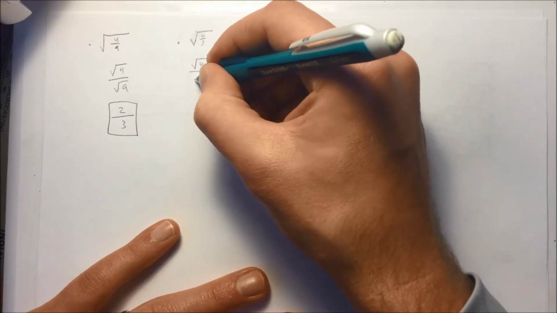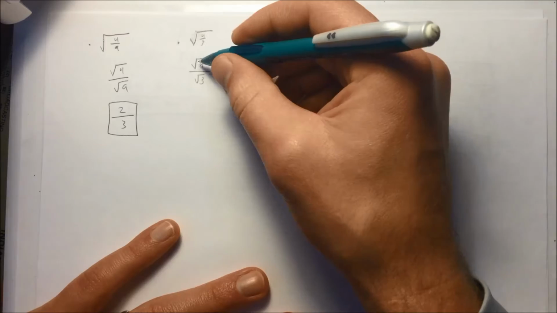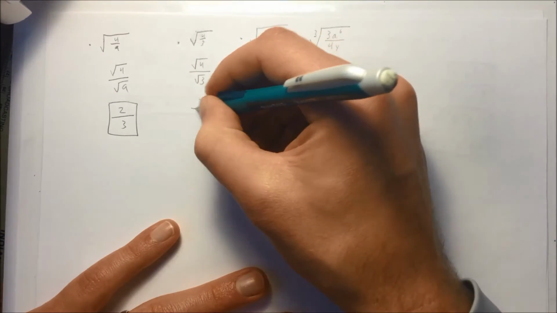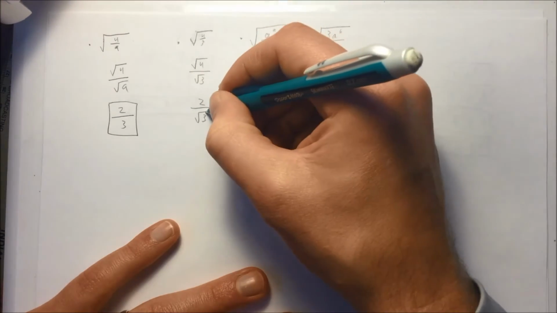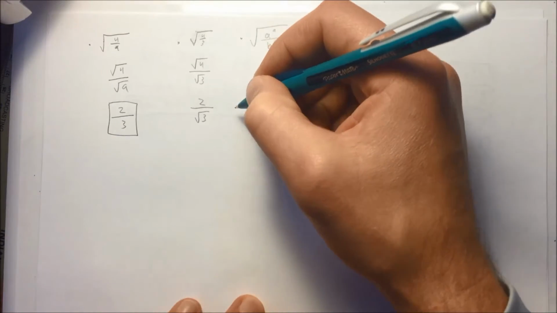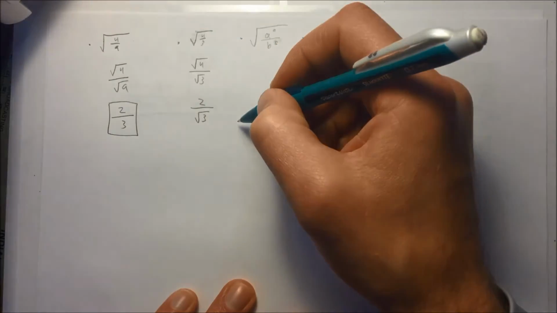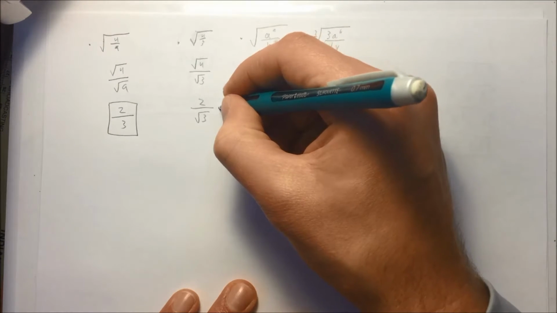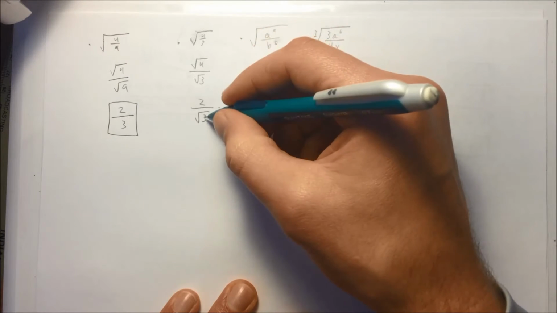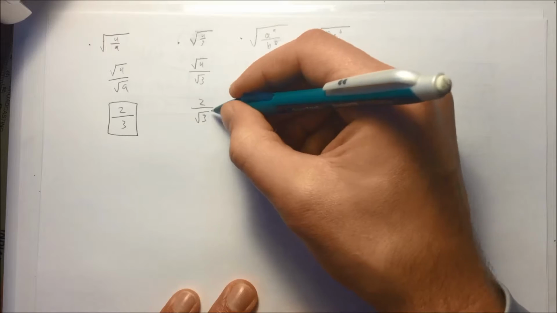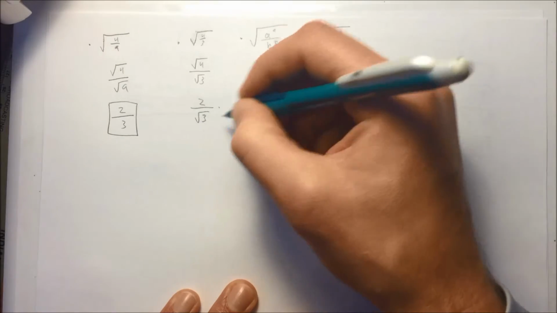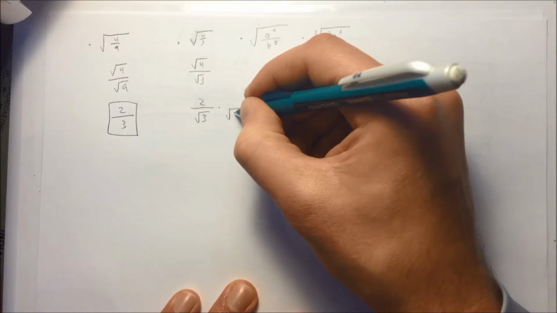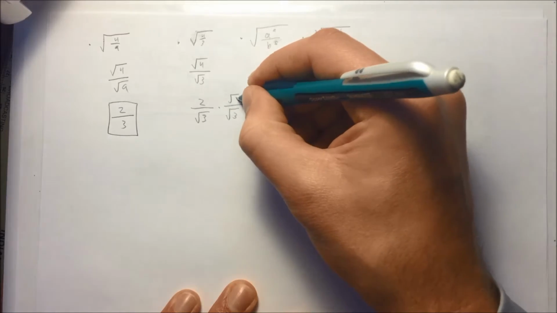Square root of 4 over the square root of 3. Now what's the square root of 4? That's just going to be 2 divided by the square root of 3. Uh-oh, we can't have a square root in the denominator. So how am I going to get rid of this? Well, I'm going to multiply top and bottom. In order to get rid of this, I need to get rid of the square root somehow. So I'm going to multiply it by the square root of 3.